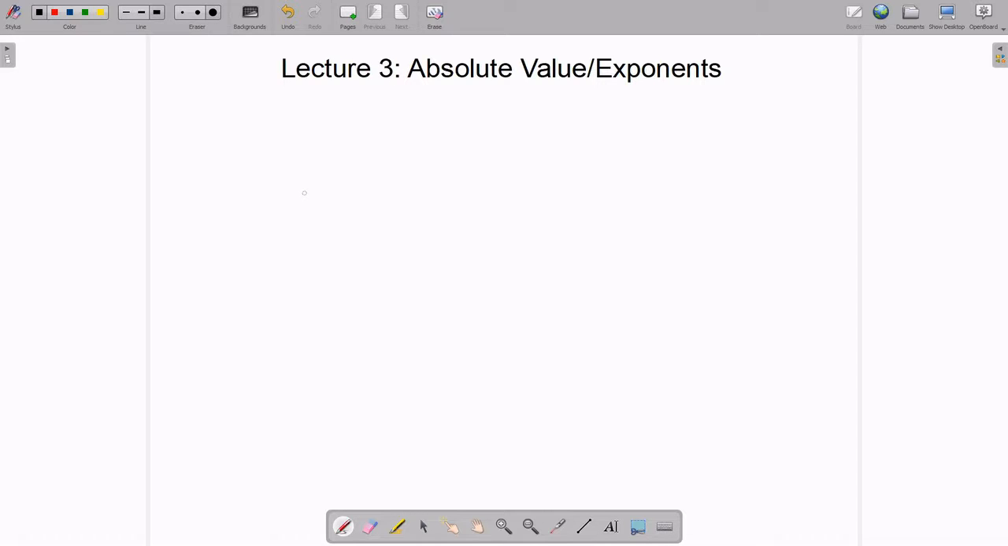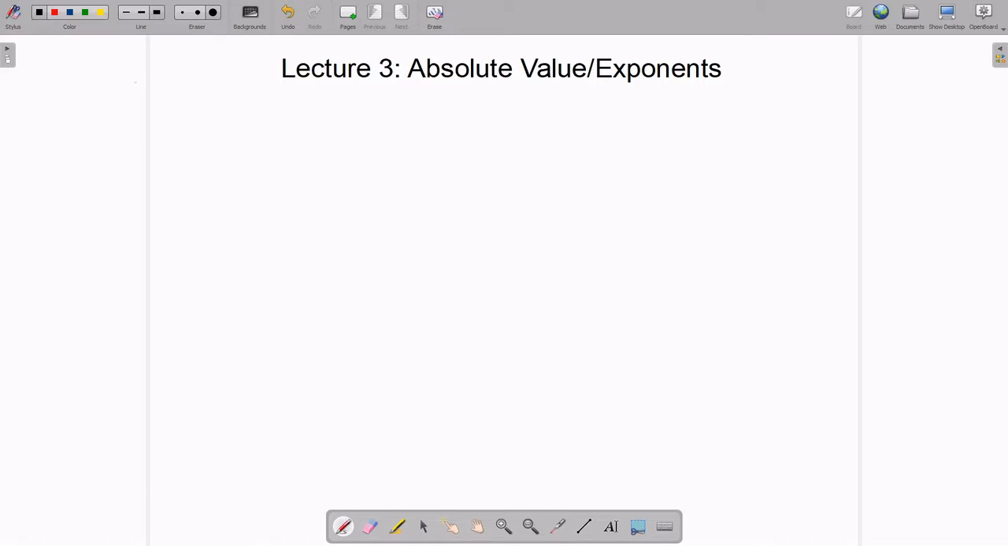Okay, lecture 3, absolute value and exponents. Let's begin with absolute value first. The absolute value of a number is the actual value of it away from 0. So even negative numbers will give just the positive value. Any number that you have, positive or negative, becomes the positive of that, because you want the actual value of it.